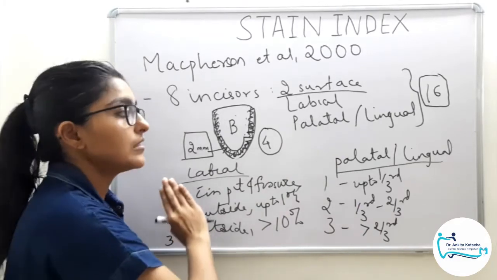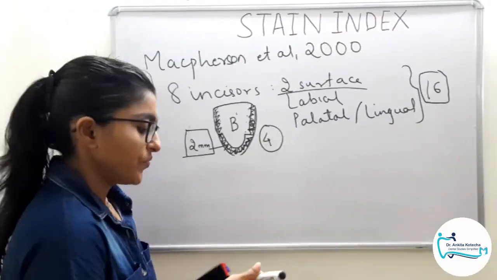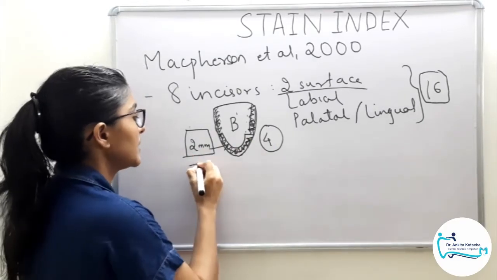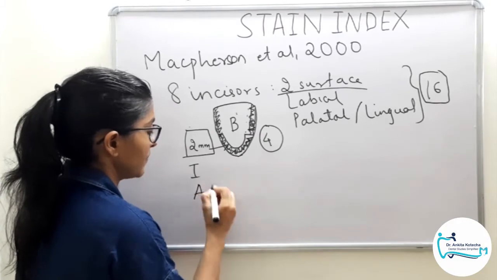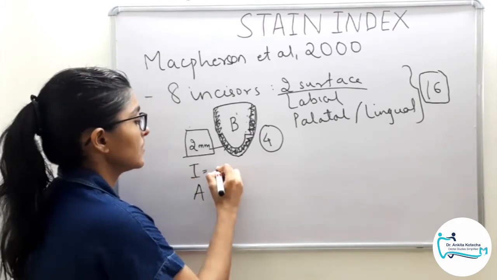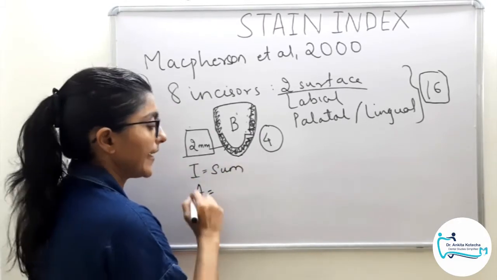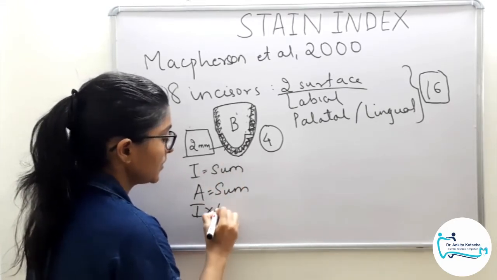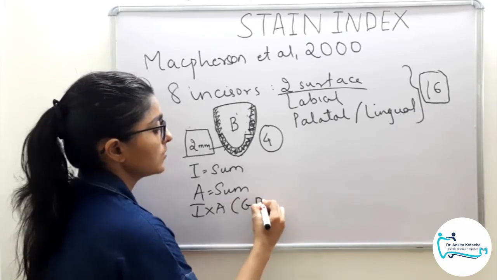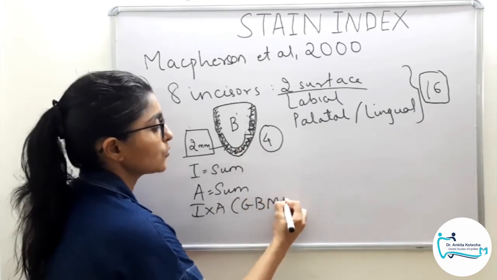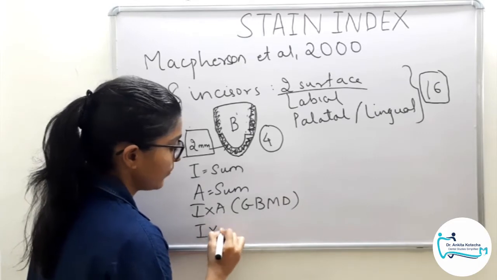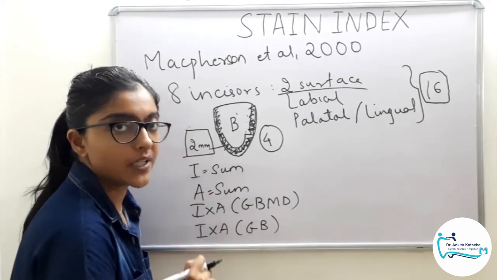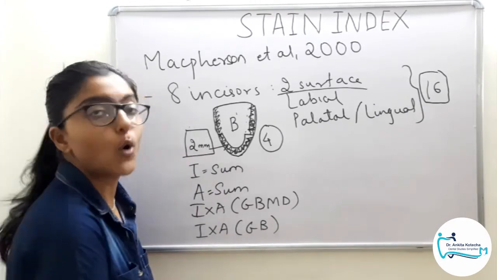So this completes the scoring criteria. So now we will discuss the computation. The computation is similar to that with the conventional index, that is intensity scores, sum of all the intensity scores, area scores, sum of all the area scores, then the product of both. Here we have 4 regions, so GBMD, and the product of intensity and area as per the conventional index where we had 2 regions, gingival and body. Clear?